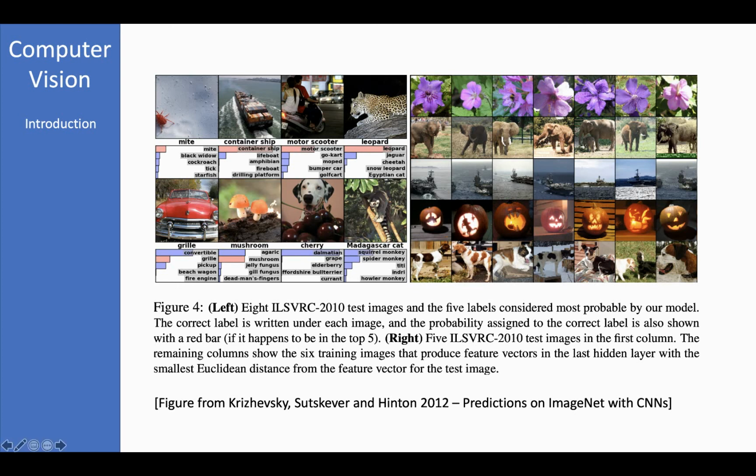For example, in these cases, it was able to recognize that in this image there is a mite. And if we were to look at the other categories that the algorithm thought might be possible for this image, we see that they're all related to little insects. In this case, we see that it actually recognizes the container ship. And here, even though it's quite a complicated scene with human beings on it, and there are different cars and so on, it's able to recognize that the main object here is a motor scooter, and so on.